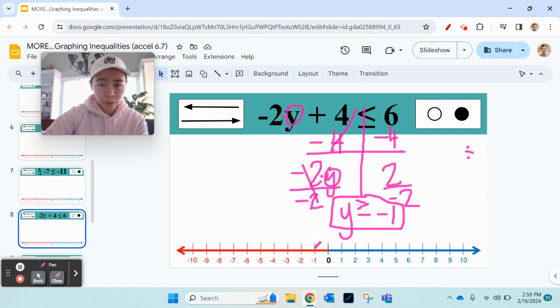Okay, is that going to be an open point or a closed point? Closed point on -1 because y is greater than or equal to. It could be 1, -1, or it could be anything greater.